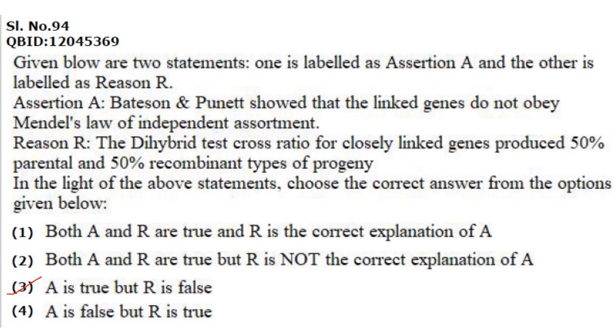Then next one, reason: the dihybrid test cross ratio for closely linked genes produced 50% parental and 50% recombinant type of progeny. That is wrong because it is not 50% recombinant type of progeny. It is less than 50% of the recombination type. So R is not correct. So A is true but R is false. Answer is option 3.